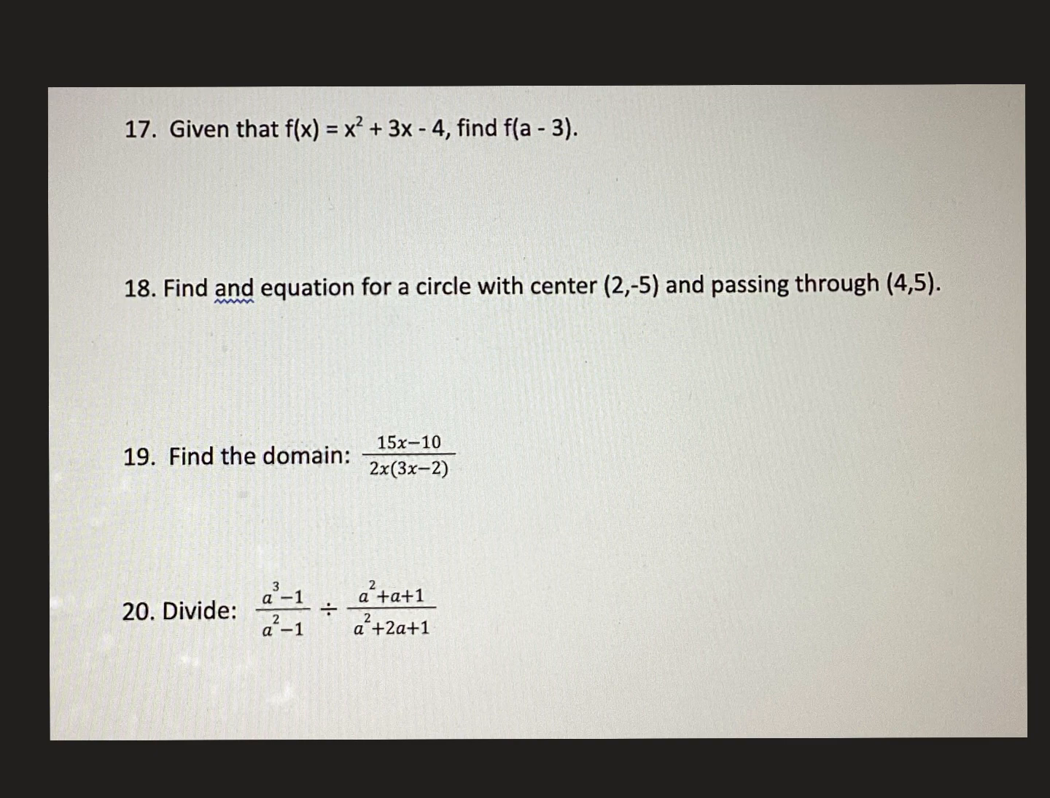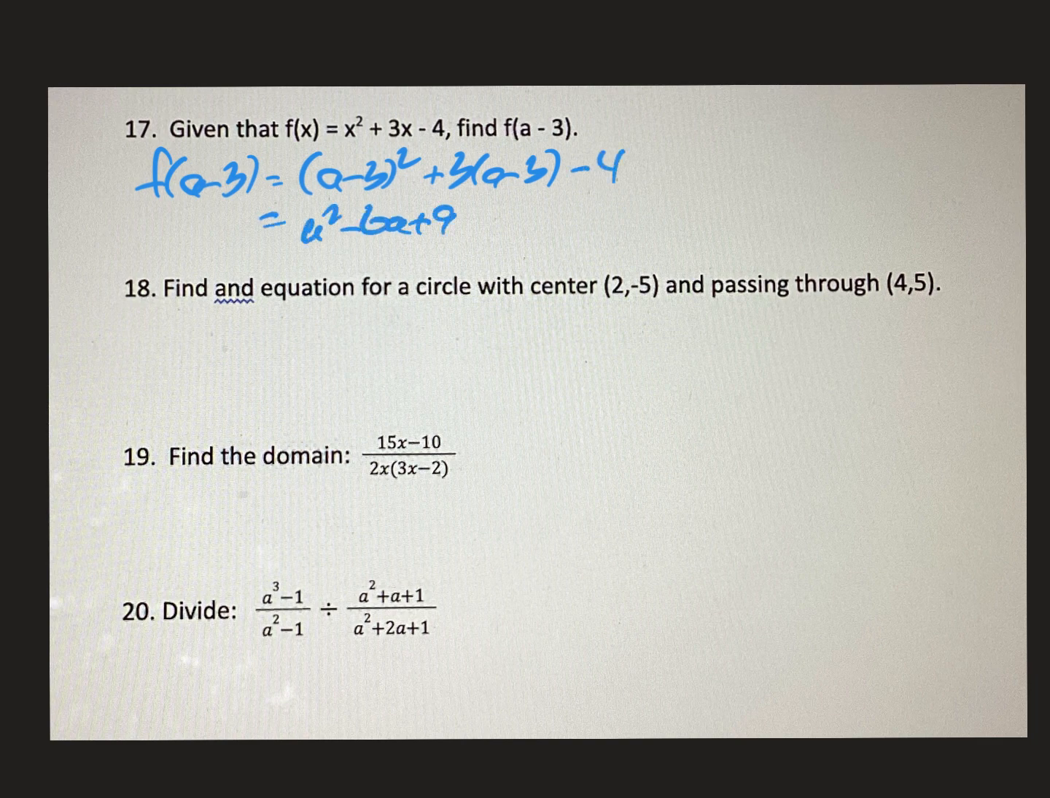17 says find f of a minus 3. To find f of a minus 3, I'm just going to plug in that a minus 3 everywhere I see an x, which is there and there. And I've got to work all that out. So the first part is square. Multiply together, double, square. Then I've got this 3 here. I'm going to distribute that 3 and then add what I can. a squared is by itself. Got a negative 3a. The 9's cancel, which leaves a minus 4. That's all you got for that one.